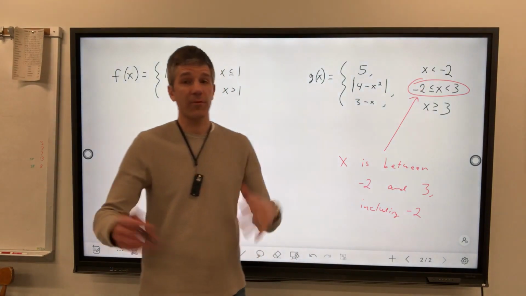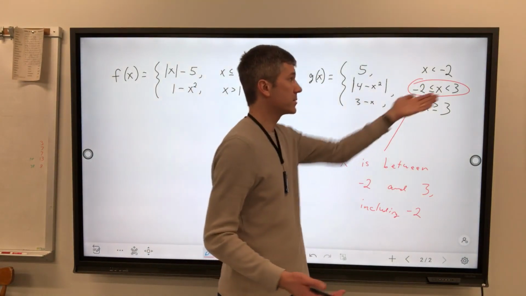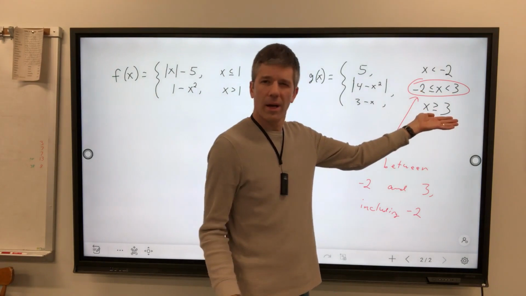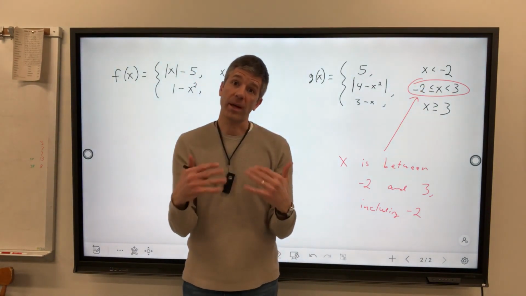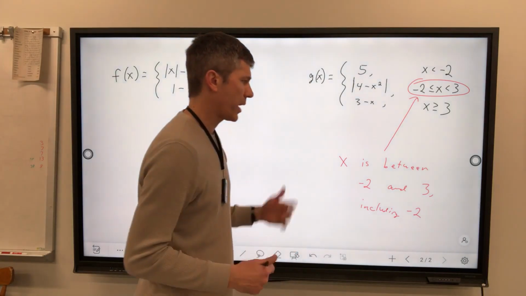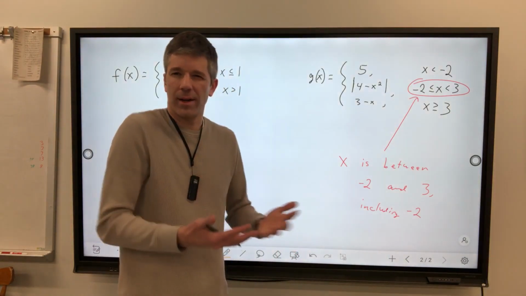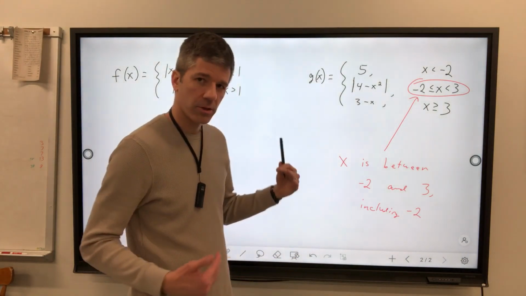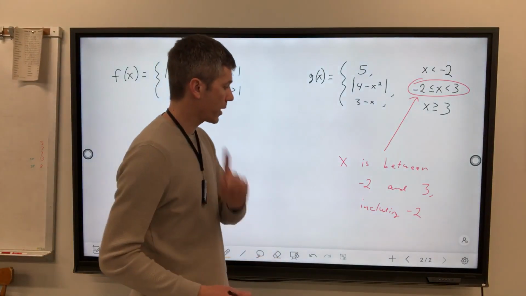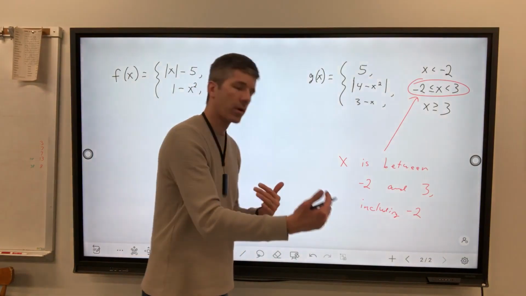So if I said, hey, find out g of 3, you don't go here, you'd go here. I think that's obvious, but as we word it out loud based on what's written on the paper, we would have to be very careful with how we worded it and knew what to do with it. So x is between negative 2 and 3. I do include negative 2. I don't include 3.